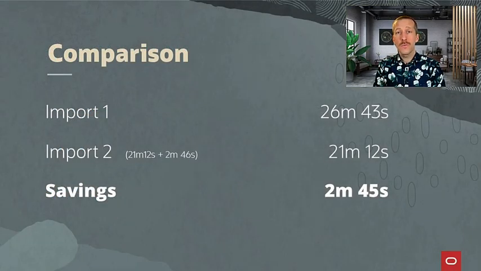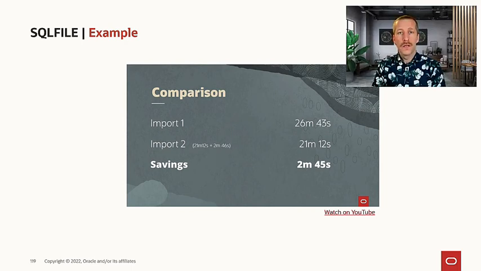In this case, we could save almost 3 minutes by creating the big index ourselves instead of letting Datapump do it. So is it really worth the effort? We saved 10-15%, almost 3 minutes in this case, but I also had to do some manual work. So is it really worth the effort? And as always in IT, the answer is it depends.